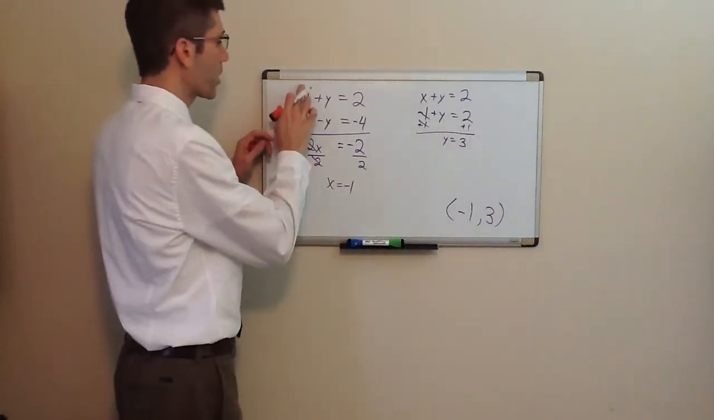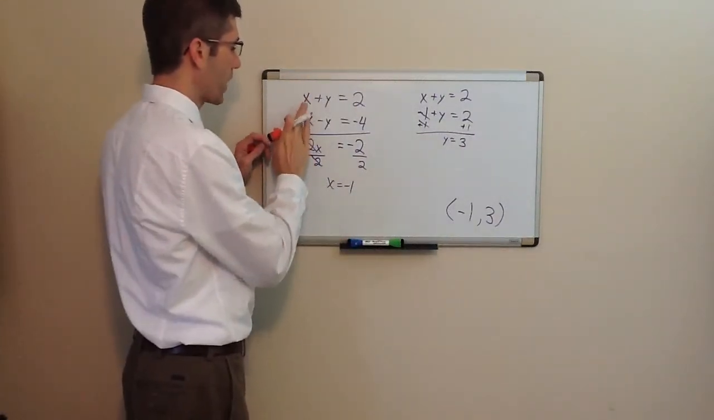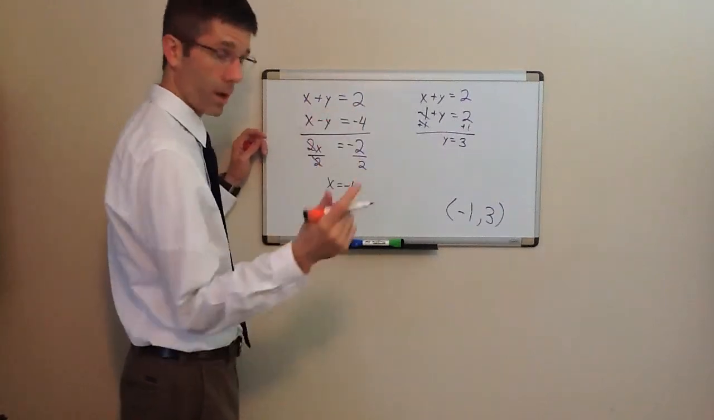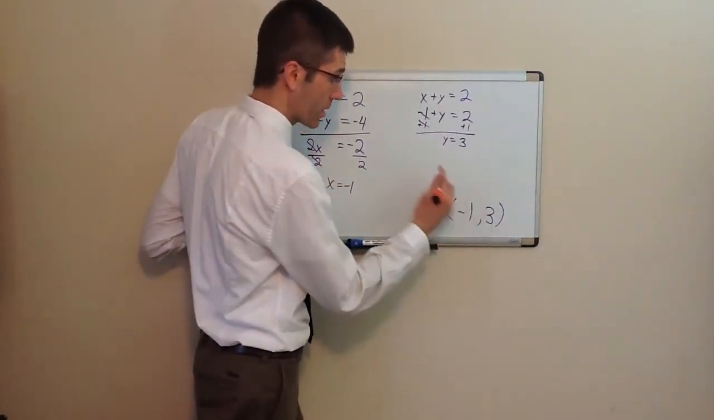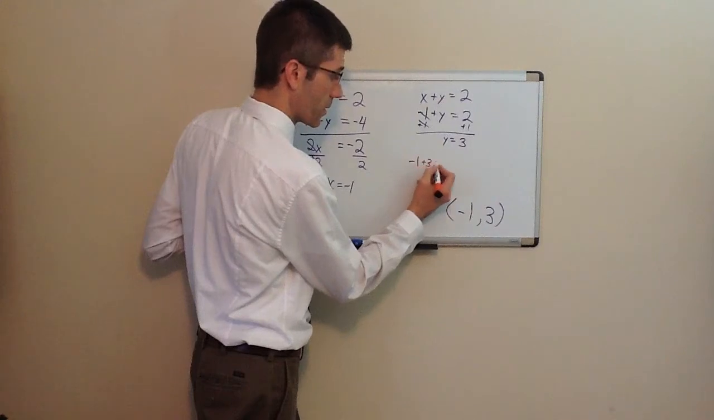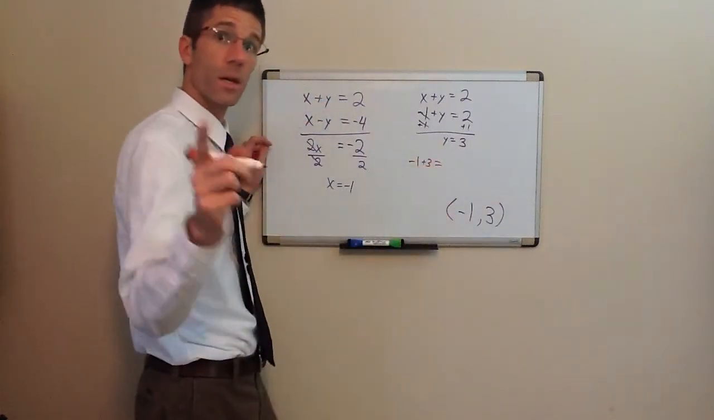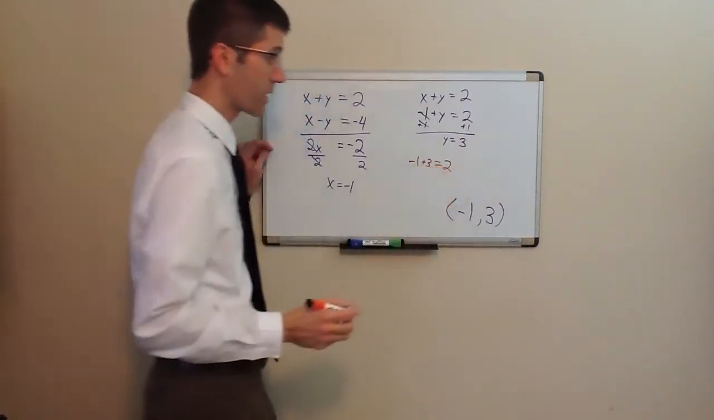So here goes. I'm going to go back to the original problem, and I'm going to say, well, the sum of 2 numbers is 2. All right. If I add -1 plus 3, what do I get? 2. Sure enough, -1 plus 3 is 2.